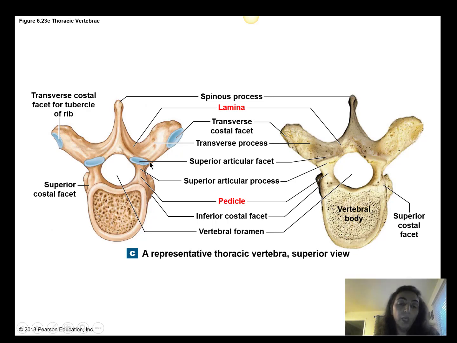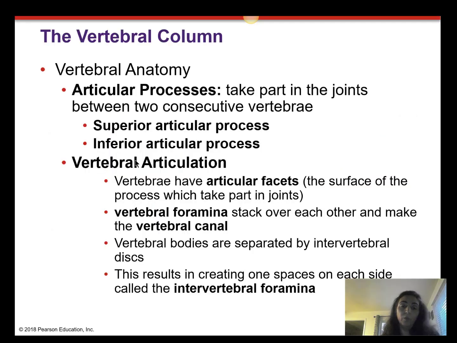Like here you see that the whole part here is the process, the superior articular process, and this face of it is called the superior articular facet. The same is for the inferior articular process and inferior articular facet on the other side. So articular processes take part in the joints between two consecutive vertebrae, the superior articular process and the inferior articular process. And in the articulation, or joint, that we have, the vertebra has an articular facet, the surface of the process which takes part in the joint.